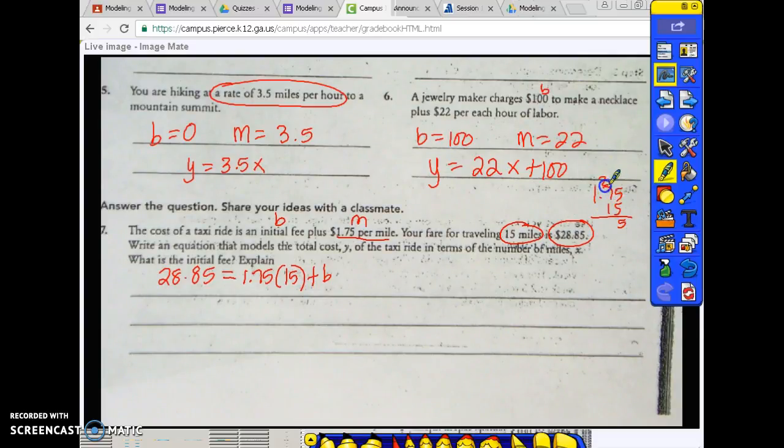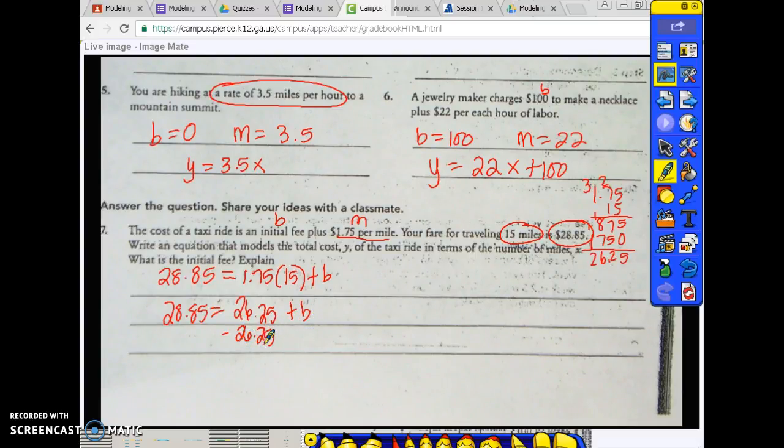5 times 5 is 25. 5 times 7 is 35, plus 2 is 37. And 5 plus 3 is 8. 7 plus 5 is 12. 8 plus 7 plus 1 is 16. That is 26.25. 28.85 equals 26.25 plus b.